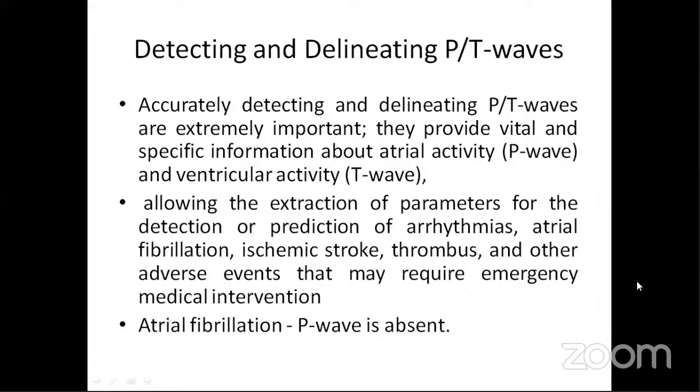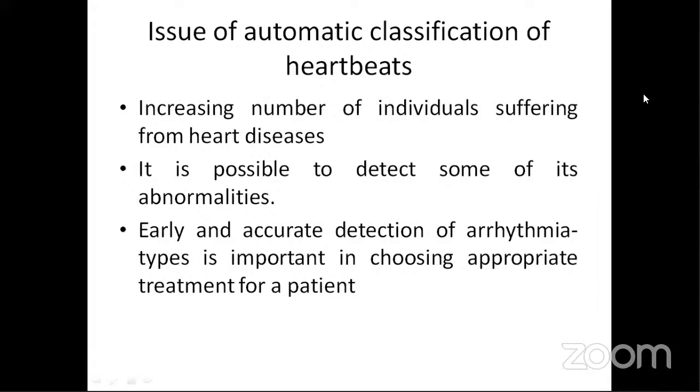Okay, and if the P wave is absent, we could say that the person is having atrial fibrillation. Atrial fibrillation, ischemia, stroke, thrombus, and other emergency medical conditions can be detected with the help of PQRST waves. So detection of PQRST waves is also important. There are many algorithms to find the PQRST waves. Particularly to find the heart rate, QRS complex detection is very important.